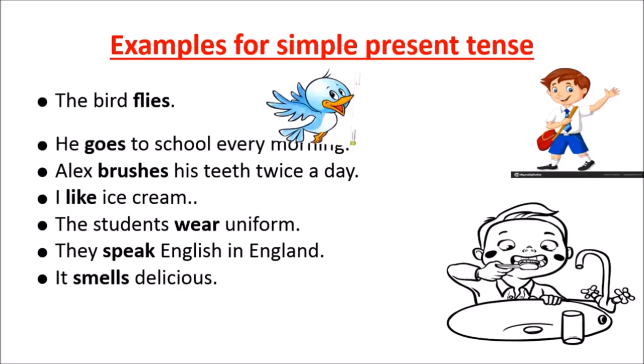Look at the next one. He goes to school every morning. Look at the picture. A boy is going to school. So going to school is a regular habit or a daily routine, isn't it? So what do we have to do? He goes to school every morning. So we should add s or es to the verb to make it agree with the subject. So that's what we have done there. He goes to school. So go changes to goes. Clear? Yes.